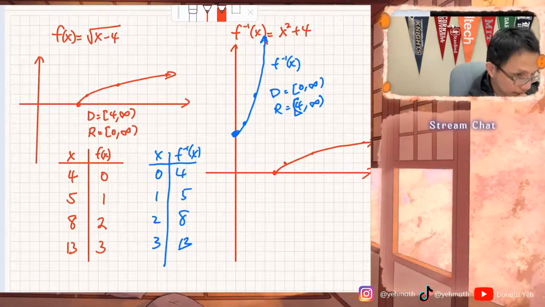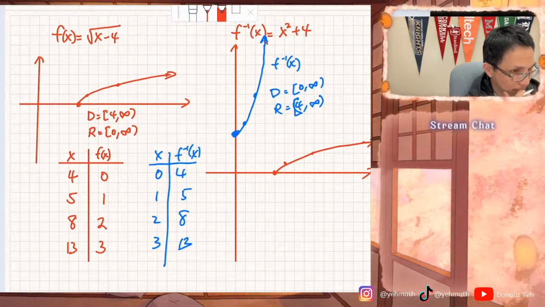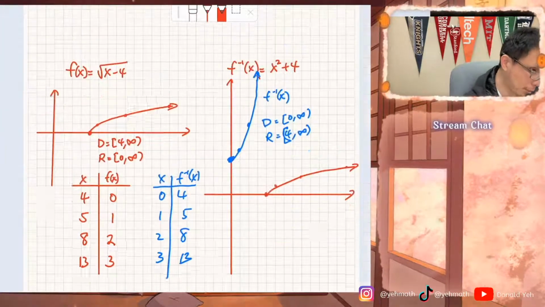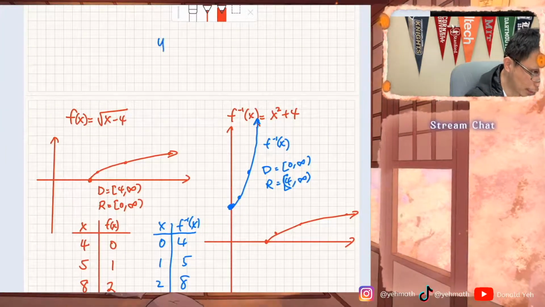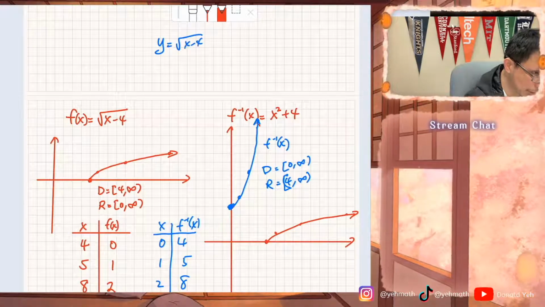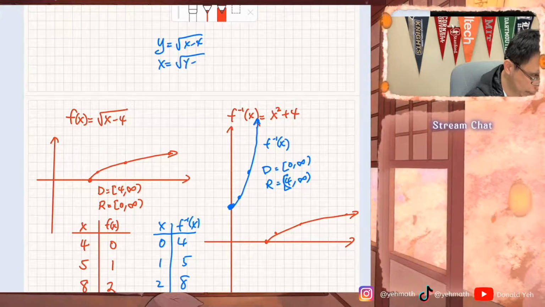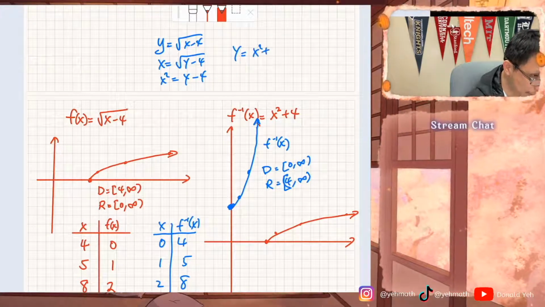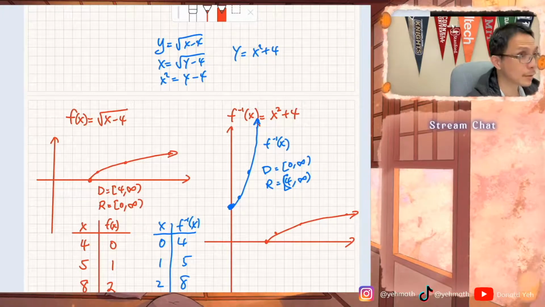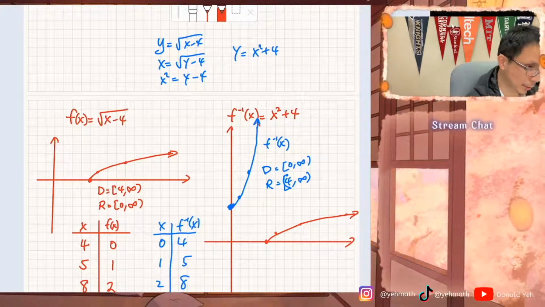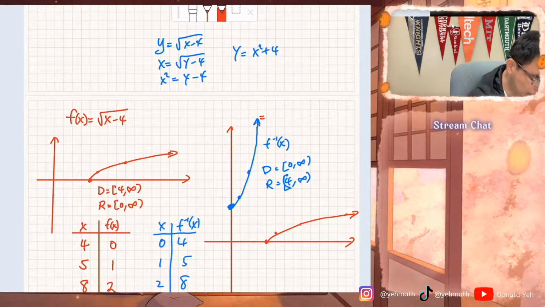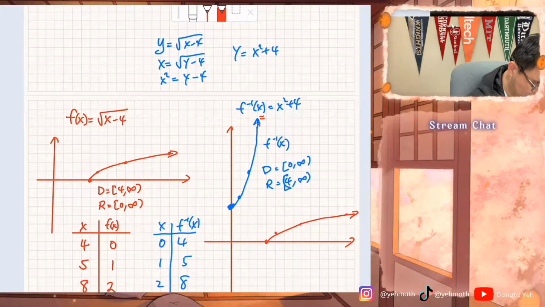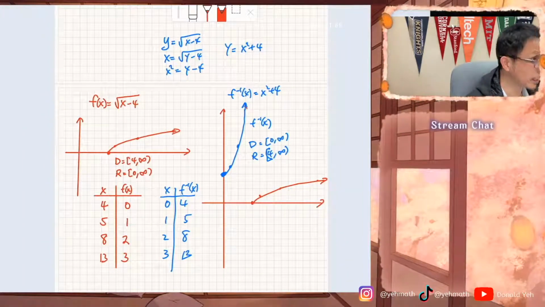Yes. How did you get the inverse? That's what I did before. I'm going to show you how to do that. So I convert it to y. I switch. I square both sides. And I change to that. Does that make sense? So that's how I get the inverse function. So we're going to write this inverse function as this, right? Okay, so that's very important.